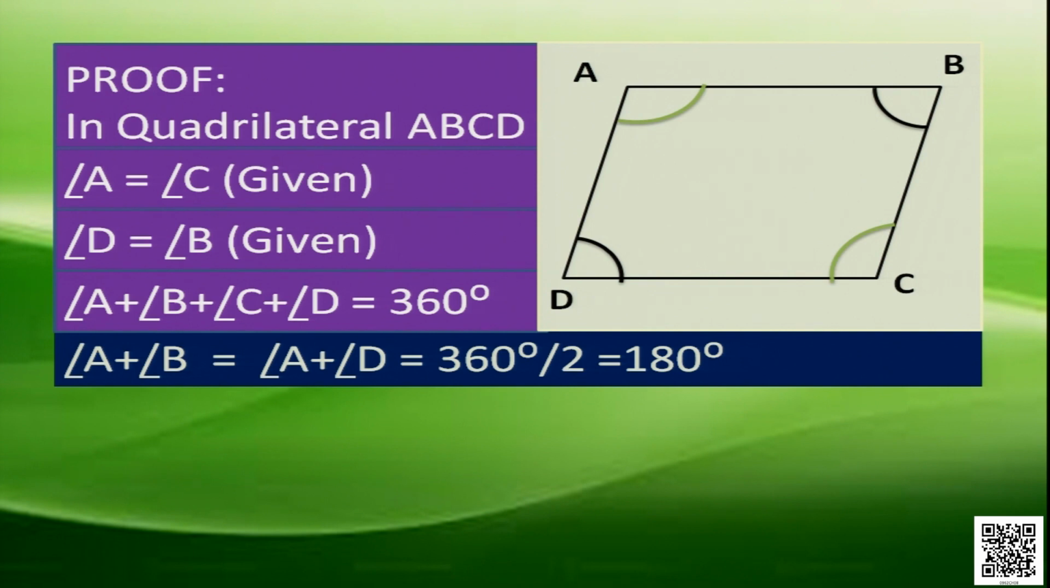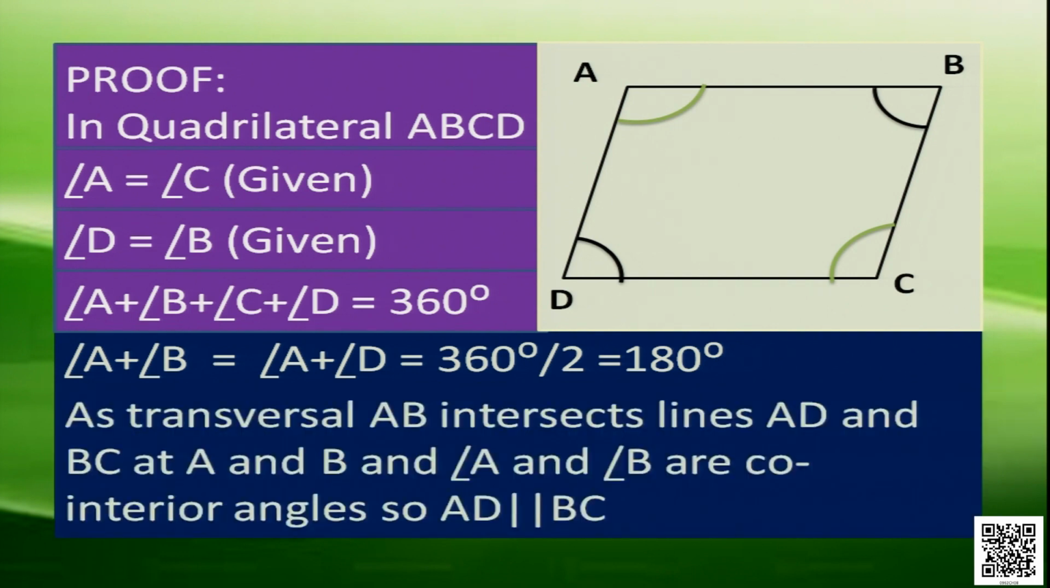Now recall the co-interior angles in the case of parallel lines and a transversal. Let's see, the transversal is AB. Here AB is the transversal, and AD and BC are parallel lines. So we have angle A and angle B as co-interior angles. And earlier we proved that angle A plus B is 180 degrees. So as co-interior angles are supplementary, the lines AD and BC are parallel.